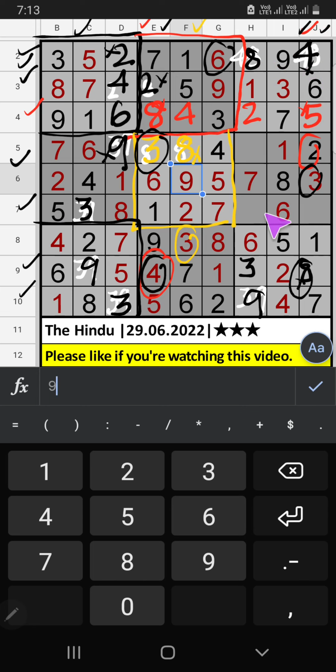7th row, 2 numbers are remaining, 4 and 9. Column J, we already have 4, so 4 can't come in the cell, 4 is confirmed here. Then 9 is here. Column H, only 1 number is remaining, 5 is confirmed here.